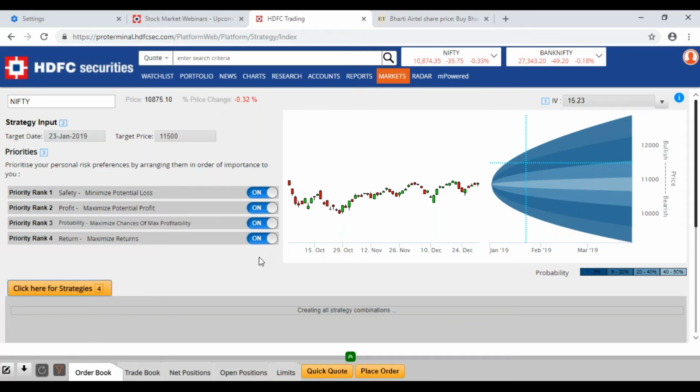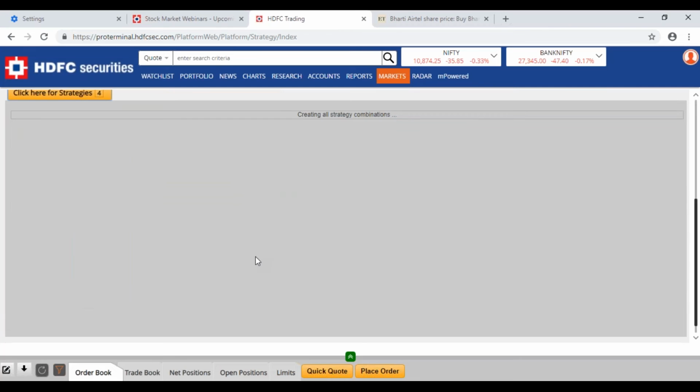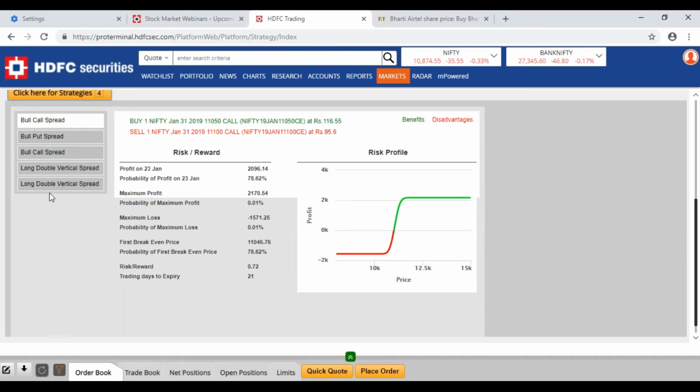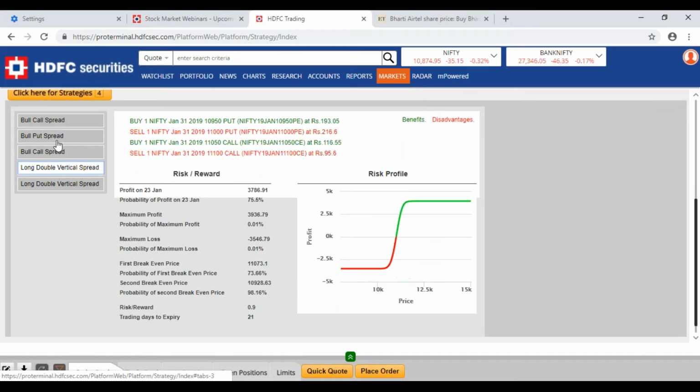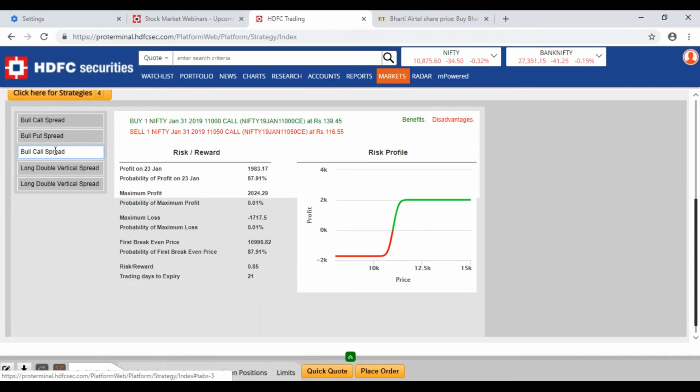Now this ProTerminal, within a fraction of a second, will quickly build the strategies for me. So there are 5 strategies given to me: a bull call spread and a combination of long double vertical spread. And it is showing me on 23rd Jan what would be my profit, what is the probability of my profit, what can be my maximum profit, and the payoff chart followed by the actionable. So in this, I have to buy one call option and sell one call option at so and so strike price with so and so premium to be paid. Similarly, if you are not comfortable with that one, you can go below, check other strategies and take your decisions accordingly, right?